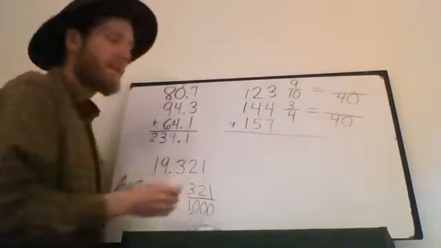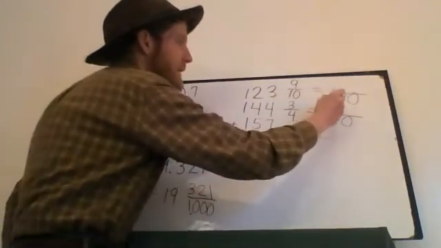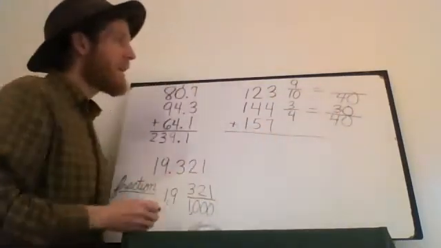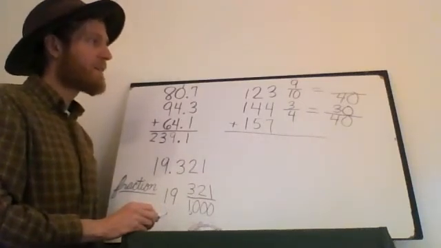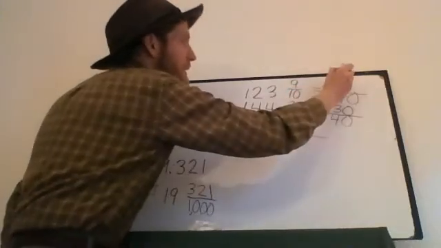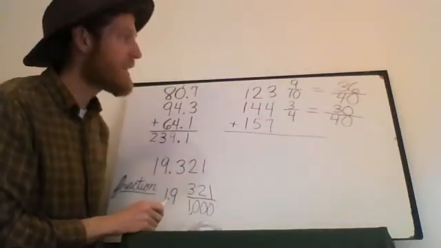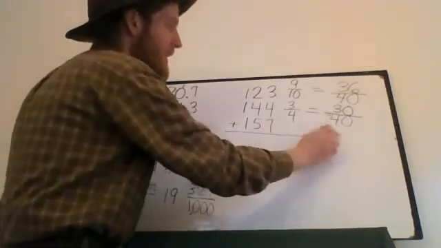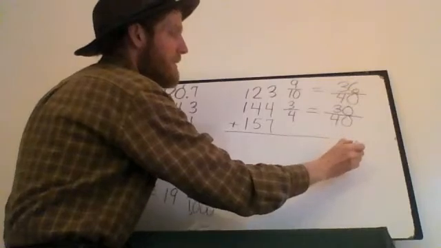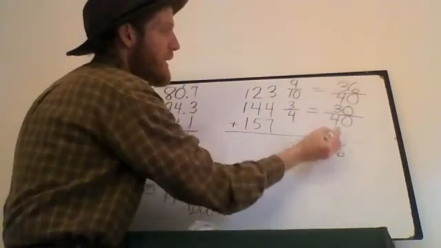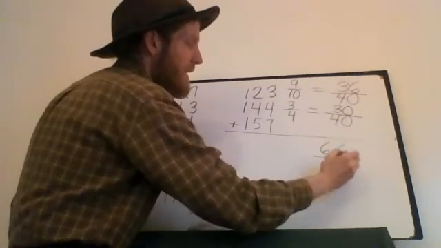4 goes into 40 10 times, right? 10 times 3, 30. 10 goes into 40 4 times. 4 times 9, 36. Did you get that at home? Is that what you said? Now we're going to add them. Again, there's nothing there. That's okay. 6 plus 0, 6. 3 plus 3, 6. And the denominator stays the same.